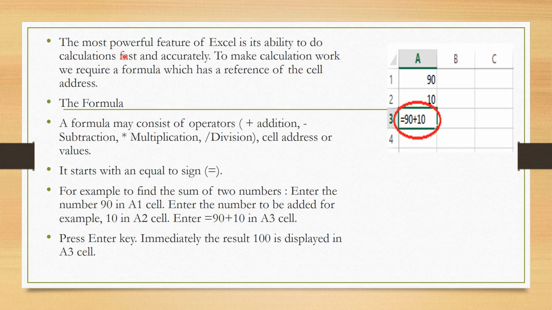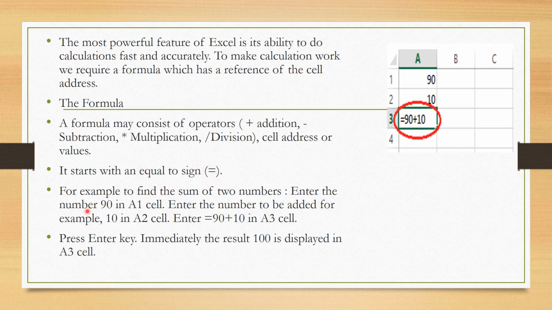The most powerful feature of Excel is its ability to do calculations fast and accurately. To make calculations work, we require a formula which has a reference of the cell address. A formula may consist of operators. Operators means your mathematical functions: addition, subtraction, multiplication, and division, cell address or values. Every formula in Excel starts with the equal to sign.